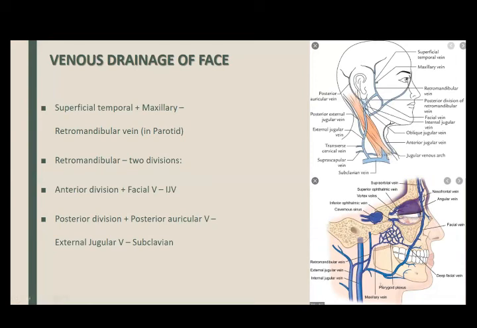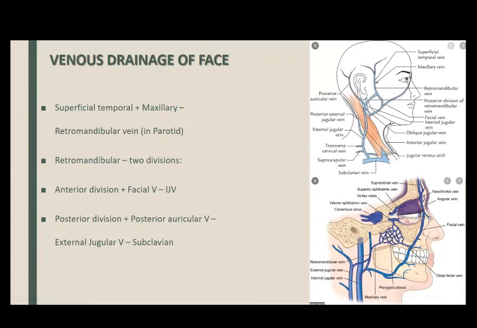Coming back to the venous drainage, the maxillary vein draining the pterygoid venous plexus is joined by superficial temporal vein to form the retromandibular. The retromandibular divides into two, an anterior division that joins the facial vein and forms the common facial, which drains into internal jugular. The posterior division of the retromandibular is joined by the posterior auricular vein that drains the area behind the auricle.